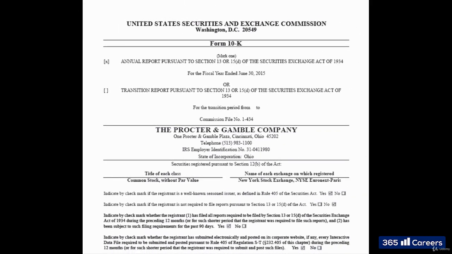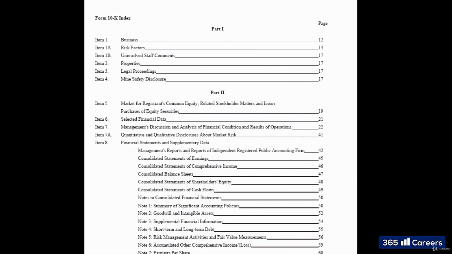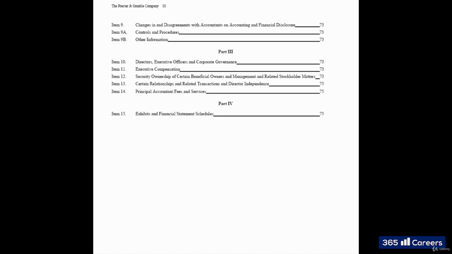Scrolling down, we find the company's 10K report. As you can see, 10K reports have a predetermined structure. Every 10K that you will see looks like this one. The report consists of 4 main parts.